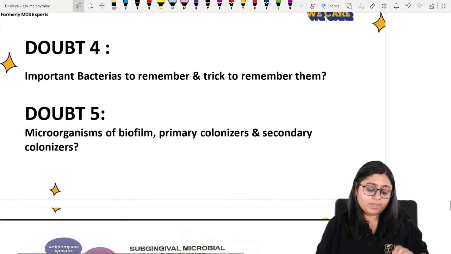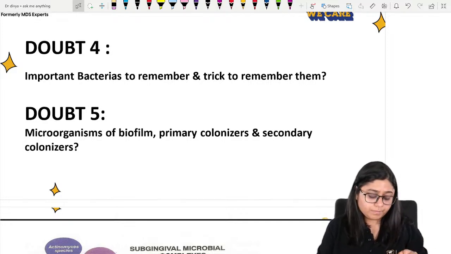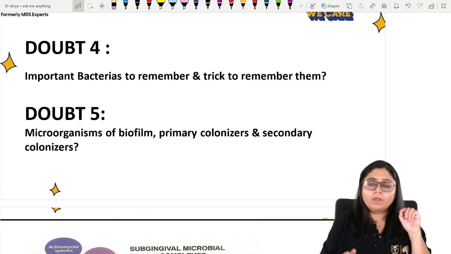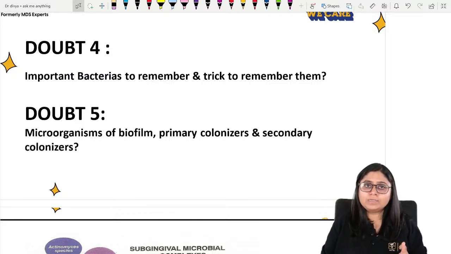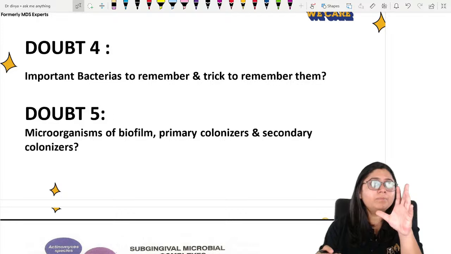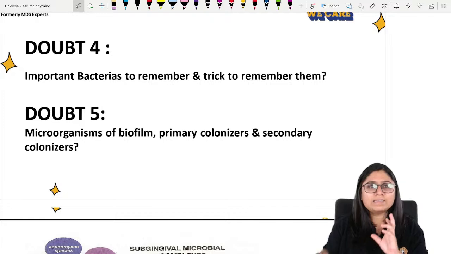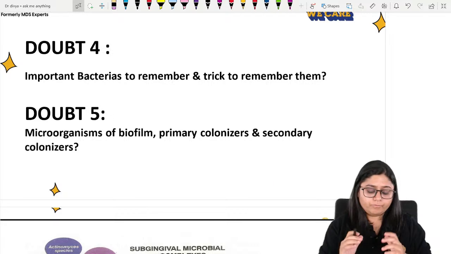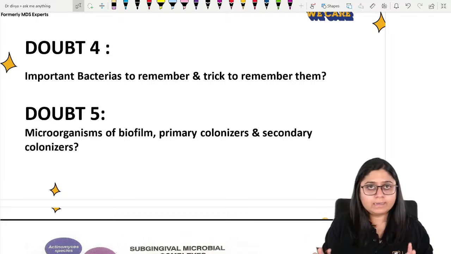I hope it is clear now what a sling suture is and when it is used. Now I had two similar doubts in which the explanation was similar. One doubt was about important bacteria to remember and the trick to remember them. You need not remember all the bacteria present in the dental plaque, all the primary and secondary colonizers. Only important bacteria you need to remember. I have formed some mnemonics for some complexes, and I have tried to make it simple for you all to remember the important bacteria, not all the bacteria. You can easily remember them by this trick.